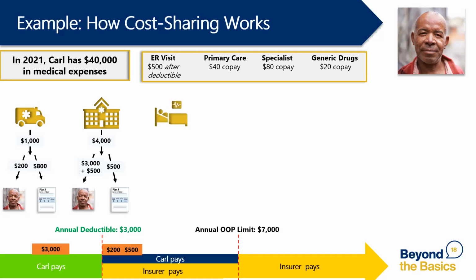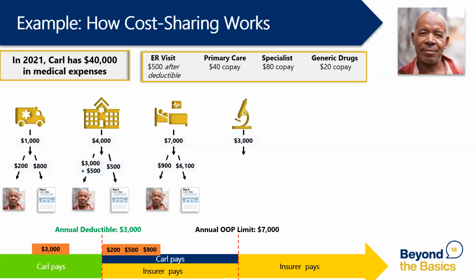Carl ends up being admitted to the hospital for some tests. So he has a one-day hospitalization that costs $7,000. According to the SBC, this plan has a $900 copayment per day for hospitalizations, which also counts towards his out-of-pocket limit.